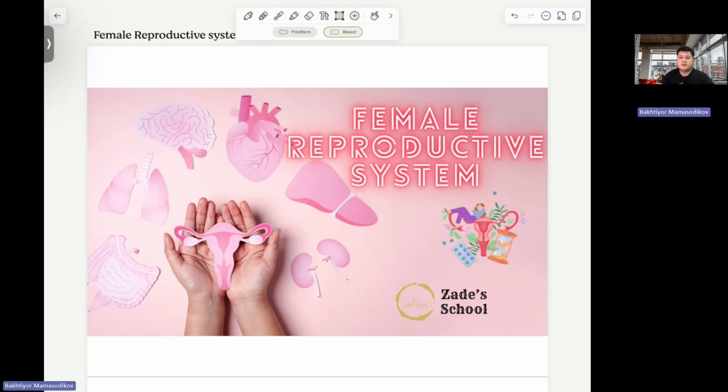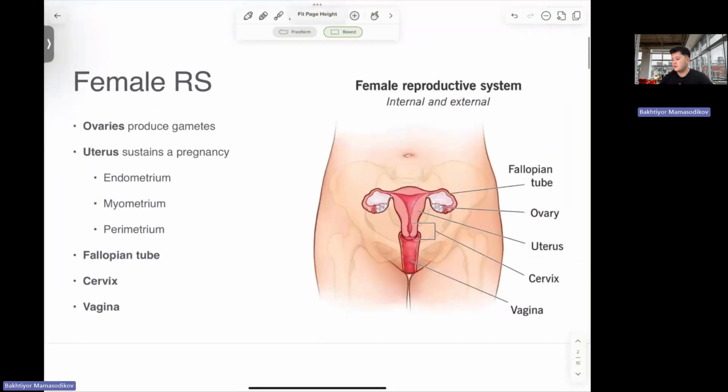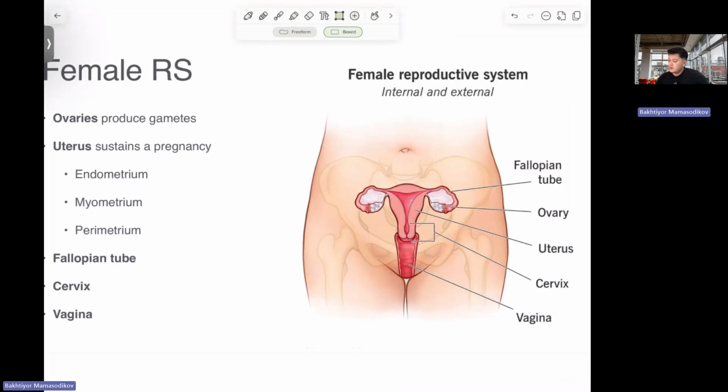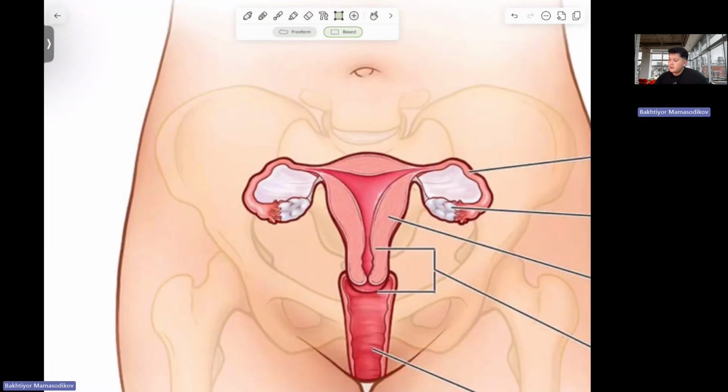So in this lecture, we will focus on the female reproductive system. Let's take a closer look. In the female reproductive system, the main organs are, as you can see, the pair of ovaries. These are the ovaries, a pair of ovaries.